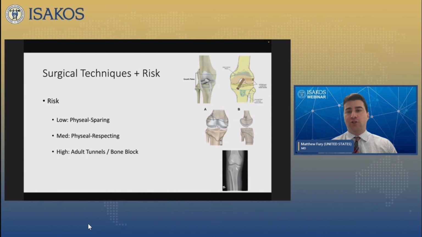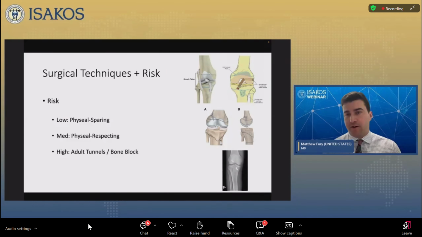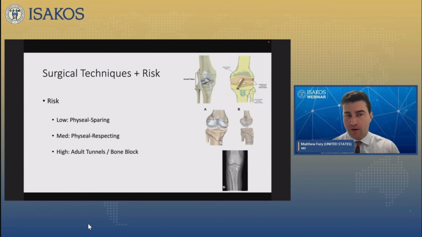And so in general, we consider these physeal sparing techniques to be the lower risk cohort, physeal respecting medium risk, and then the adult types the higher risk. However, it's important to note in the study that we did a couple years ago that we did see some growth disturbances reported in all these various techniques. So you're not totally out of the woods or safe just by doing a physeal sparing reconstruction.